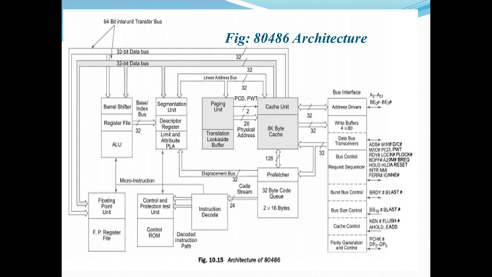So this seems similar to the 80386, but here we can see the floating point unit. This is the part added in order to work as a math coprocessor. So whatever functionality the math coprocessor has is added in these units.